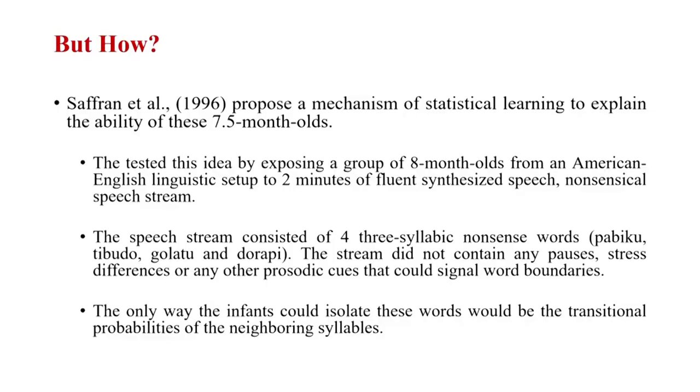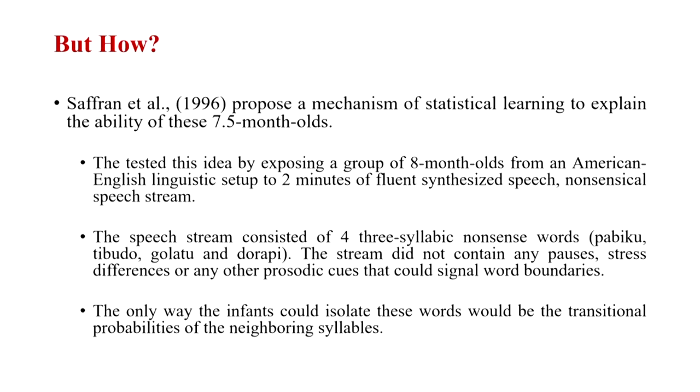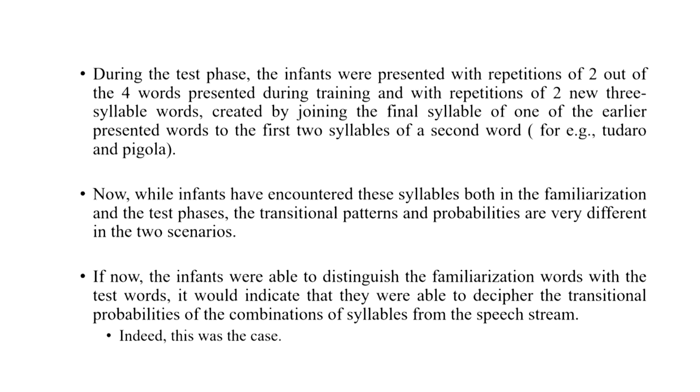Now, while infants might have encountered these syllables both in the familiarization and test phases, these 2 new trisyllabic words are very interesting because they have been created by combining the final syllable of one of the earlier words with the first 2 syllables of the following word. Say for example, in pa bi ku, ti bu do, and go la tu, dora pi, the pi they are combining with go la from this previous word. So it basically creates words like tu da ro and pi go la, which are again syllables that might have been heard earlier, but they have not been heard with equal probability.